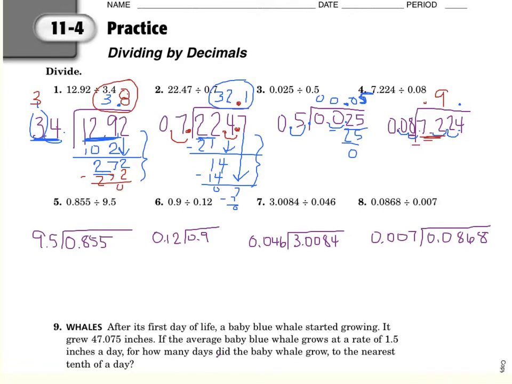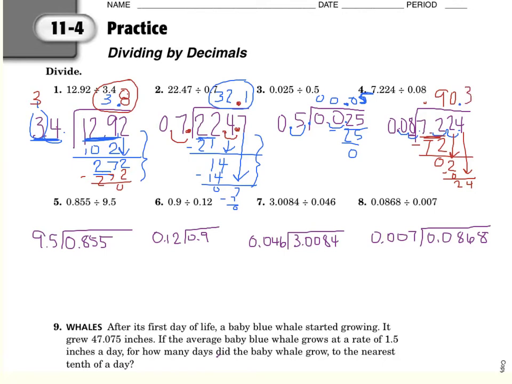9 times 8 is 72. There's 0 remaining. Bring down the next number. That's a 2. 8 into 2 doesn't go. Need to put a 0 there. 8 times 0 is 0. I have 2 leftovers. Bring down the next number, which is 4. That makes 24 down here. 8 into 24 is 3.